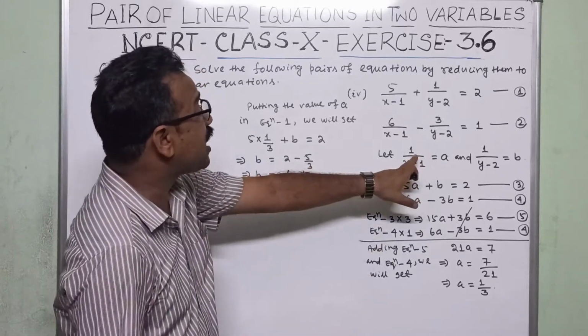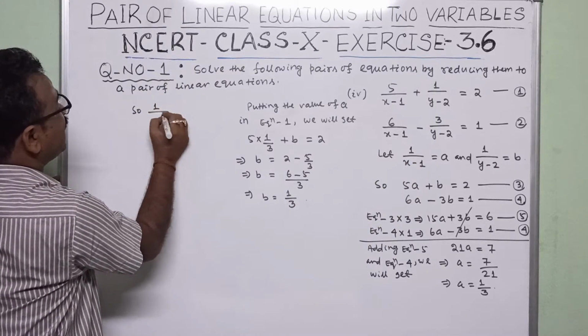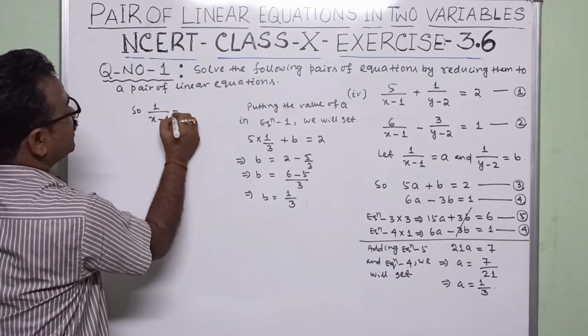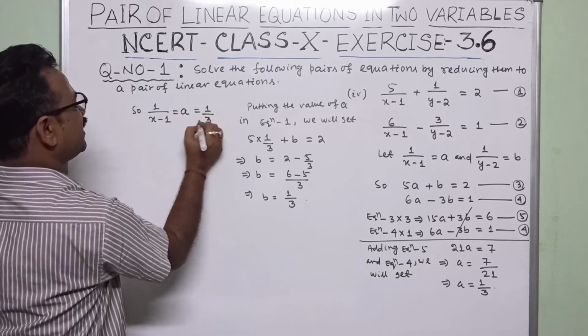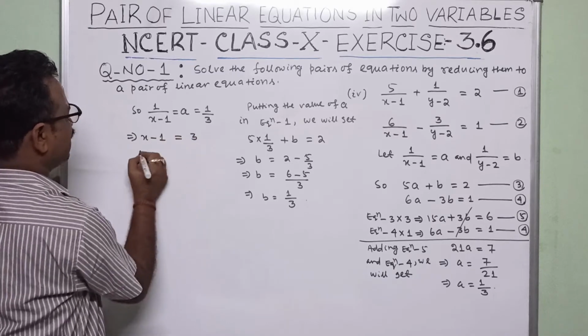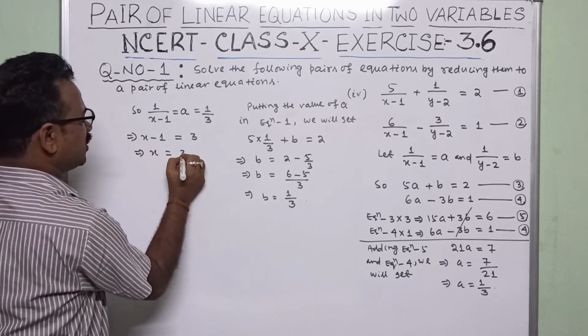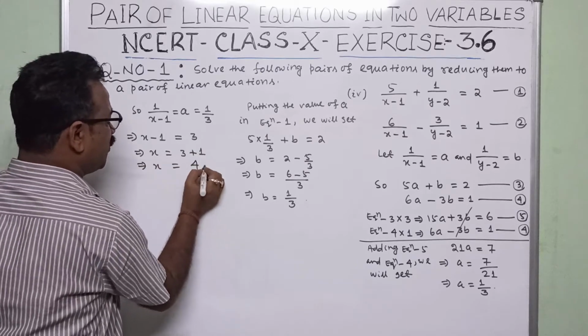But a is what? 1 by x minus 1. So 1 by x minus 1 is equal to a is equal to 1 by 3. That implies x minus 1 is equal to 3. That implies x is equal to 3 plus 1. That implies x is equal to 4.